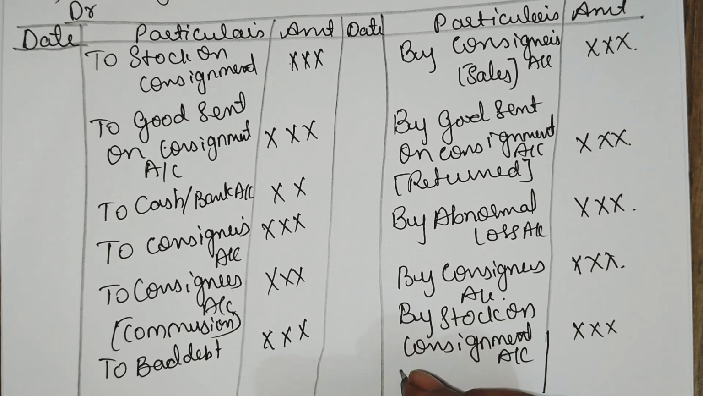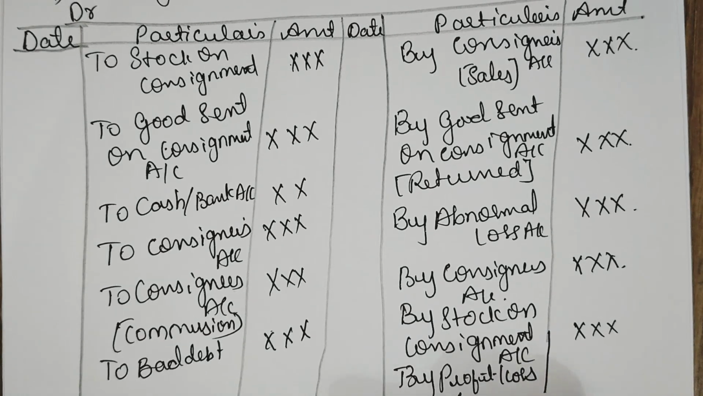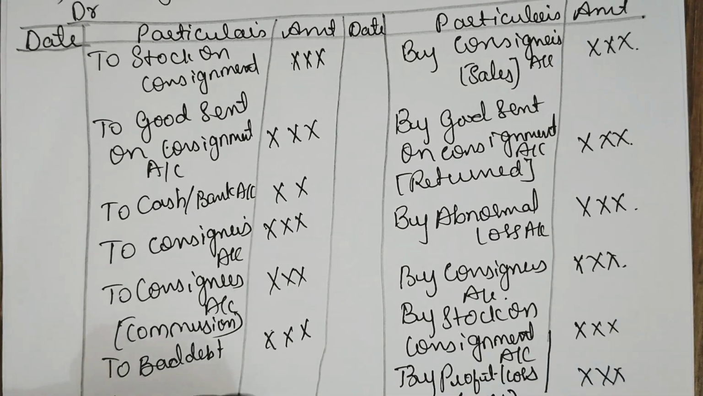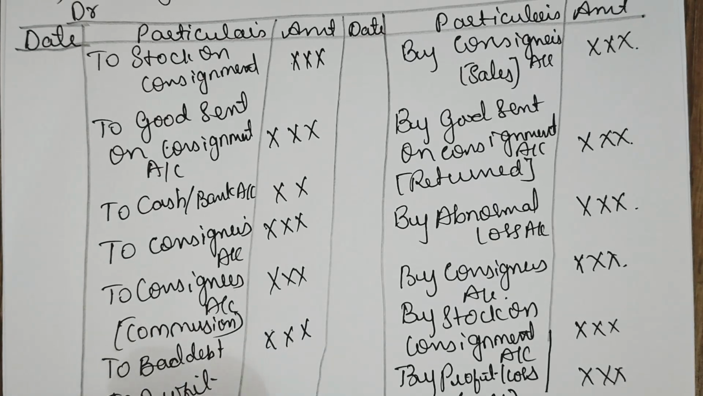In case of loss, by profit and loss account, this is the loss balancing figure. In case of profit, we debit to the profit and loss account, we are transferring to the profit and loss account, the balancing figure, profit.